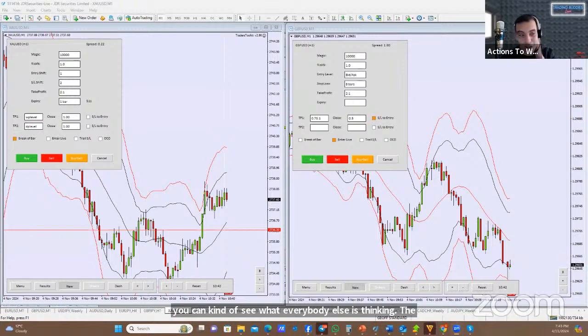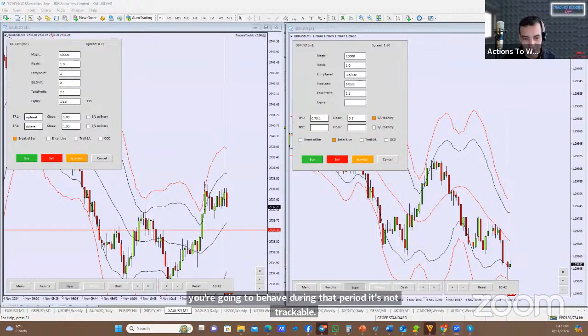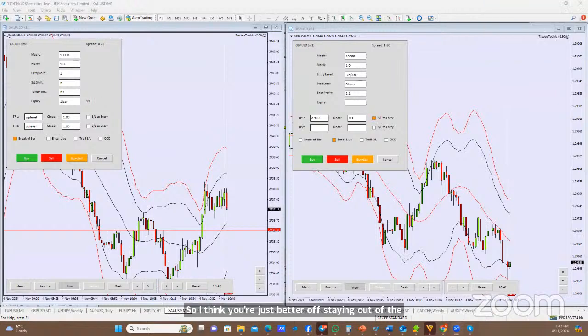Even just looking at MT4, it's basically telling you there's nothing to do for 2 days. You shouldn't be doing anything for the next 2 days, or if you do, it's probably going to be very frustrating if you've been trading a particular way right up until this point, because the next 2 days will be different to any other environment you've traded over the last 12 months. It's not trackable how you're going to behave during that period. So I think you're just better off staying out of the way, personally. And I think Jeff agrees.